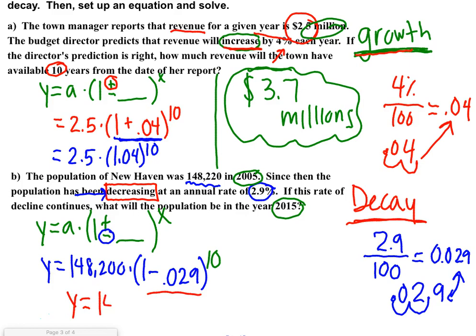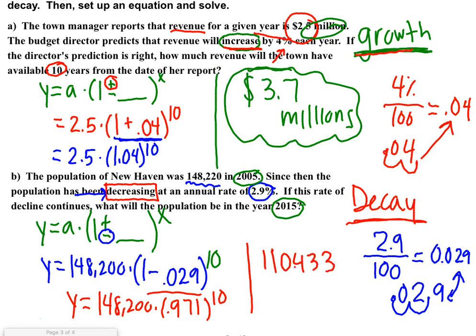So y equals 148,220 times, what did you get? Well, I hope you got 0.971 to the power of 10. Typing that into our calculator, what do we get? 110,433 people. That makes sense. I mean, it's not decreasing at a very large rate, so over 10 years to lose about 38,000 people, that sounds pretty good to me.